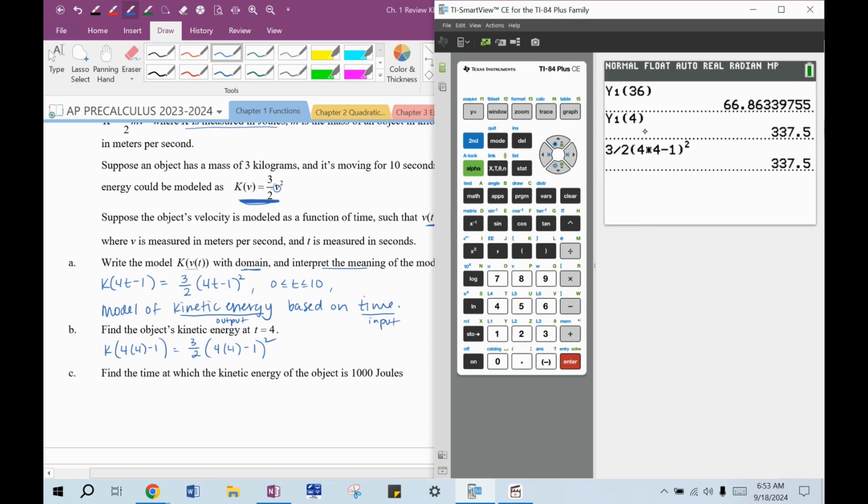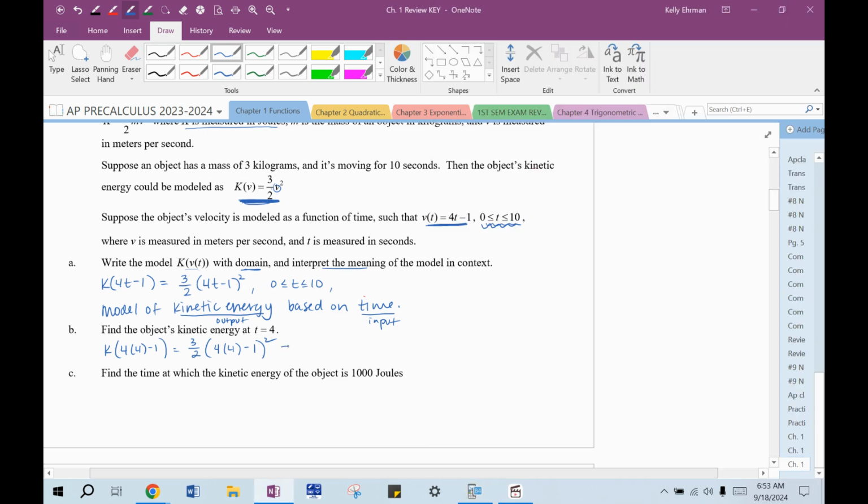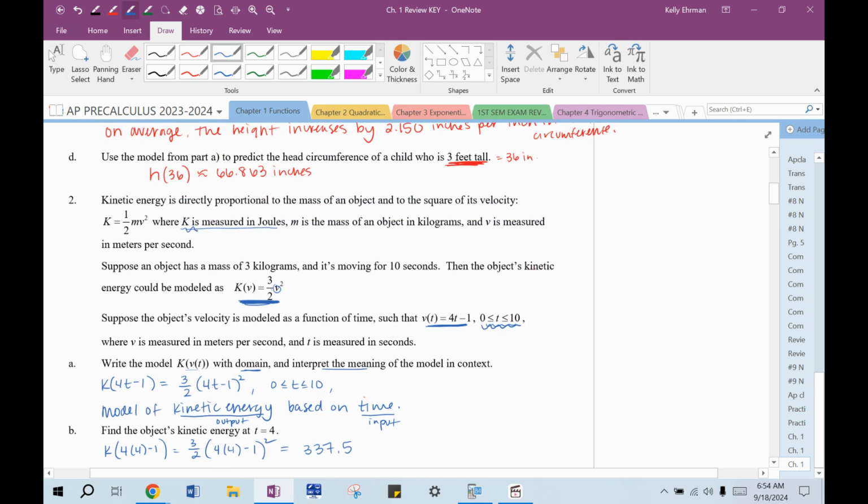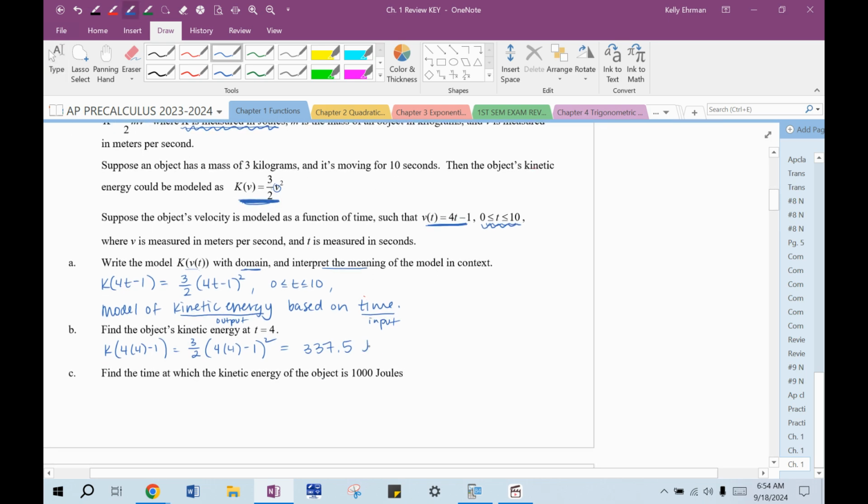So however you want to do that one. This option is nice when the function is ugly. So this equals 337.5. And then what's the label on K? The label on K is given in the problem. If you look back up here, you have to read through this a little bit. K is kinetic energy. It's measured in joules.